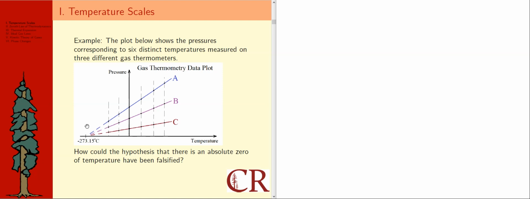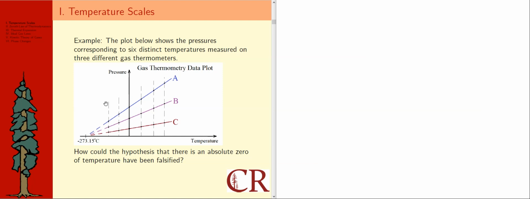Pressure is proportional to temperature with constant volume, which is the rule that applies to these kinds of thermometers. But the question we're asked is, how could the hypothesis that there is an absolute zero of temperature have been falsified? You could say this is evidence for absolute zero, but following the scientific method, we don't do an experiment and then prove that something is true. We formulate a hypothesis, and then the result of the experiment is either that the hypothesis survives one more day and continues to hold up because the experiment validated it, or it was clearly found to be false.